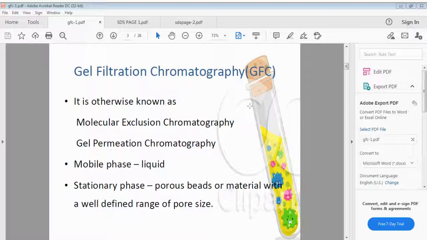How can the size be altered? The size can be altered by changing the concentration of the gel. For example, Sephadex. If you increase the concentration, the number of gel particles will be more and the intermolecular pore spaces will be lesser. When the concentration is less, the intermolecular pore spaces inside the column will be more. So when the pores are smaller, it will allow only small molecules to pass through, whereas when the pores are bigger, it will allow the bigger molecules to pass through the gel. This is very, very important.